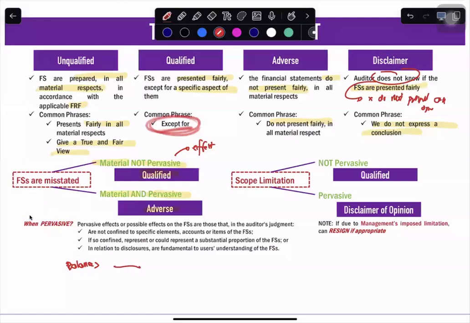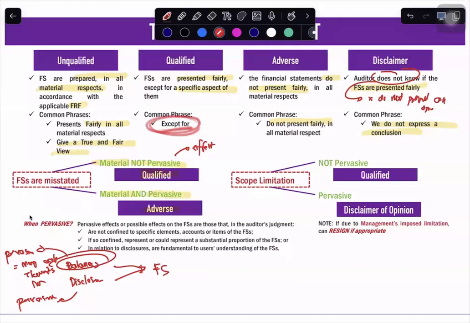And then we also have your disclosure. Okay. This makes up your financial statement. Now, how can we say that the balance is pervasive, or when can we say that the disclosure is pervasive? We say that the balance is pervasive if it is not confined to specific accounts, elements, or items. So if many accounts, elements or items are affected, then the effect is considered pervasive.